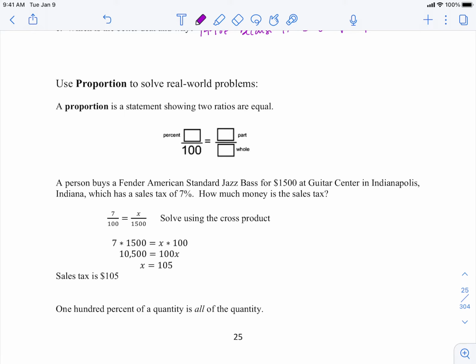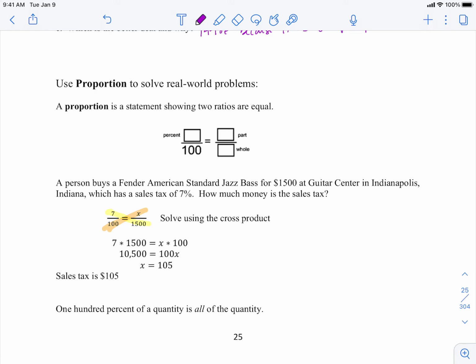So we're going to solve using the cross product. 7 over 100 equals x divided by 1,500. So we cross multiply: 7 times 1,500 equals our x times 100. So we get 10,500 equals 100x. We divide by 100 and we get x equals 105. So sales tax is $105.